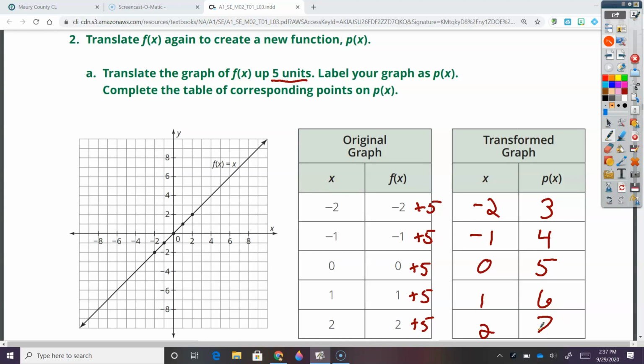And if I plot those points, I've got (-2, 3). And do I see that I'm going up 5 units? 1, 2, 3, 4, 5. And there's the graph of p(x).